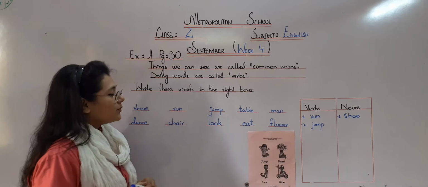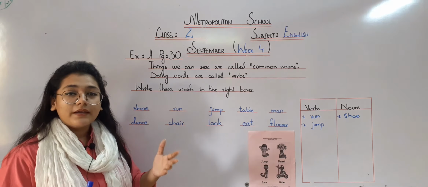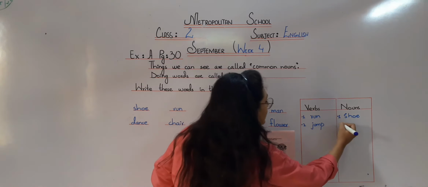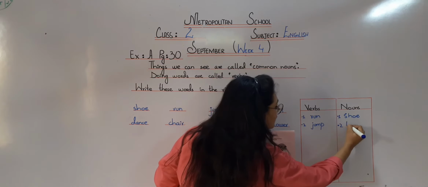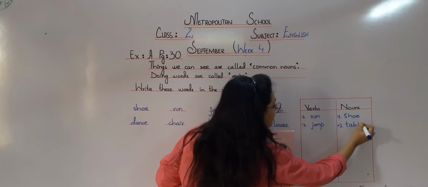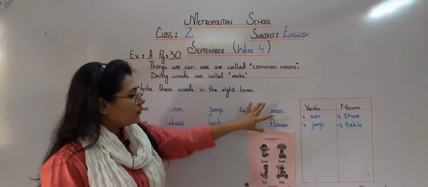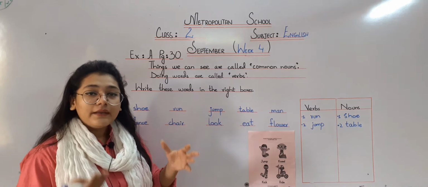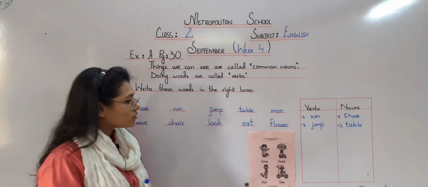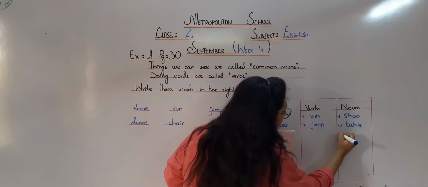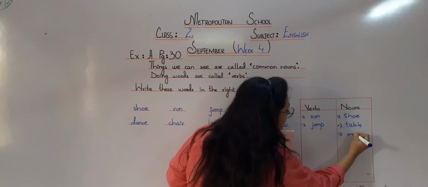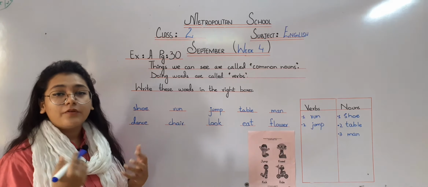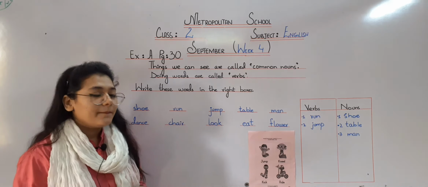Then the next word is table. What is a table? It is a name of a thing. So we will write it in the noun column. Then man. What is a man? Is it an action? No, we call man a person. A person who is male is called man. So we will write it in the noun section because it's a name of a person. We call the male a man.